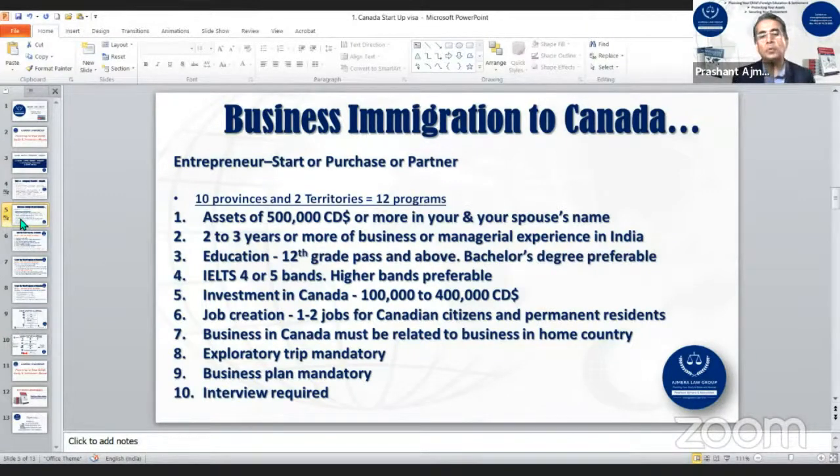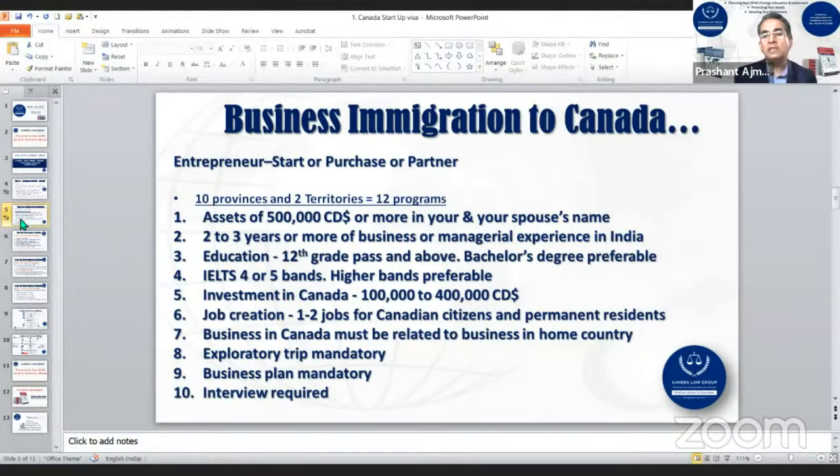You should take an exploratory business trip to Canada. That means you want to understand how the business is being run, what are the rules and regulations. All these exercises are being done to show that you are a serious businessman. You are a small and medium-sized enterprise. You want to immigrate, and also you want to run and manage a business in Canada. That means you have taken an exploratory trip to know about how the business is being run, what are the rules and regulations, what are the taxations, and so on and so forth.